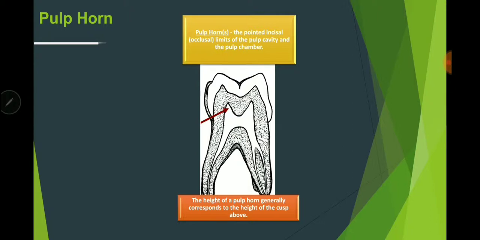And so, a review of the pulp horn. The pulp horn is the pointed incisal or occlusal limit of the pulp cavity. So remember that definition. The height of the pulp horn generally corresponds to the height of the cusp above it. That's why I said the cusps are usually above the pulp horn, so you have to keep that in mind when you're doing your preparations. The longer the pulp horns, the taller the cusps.